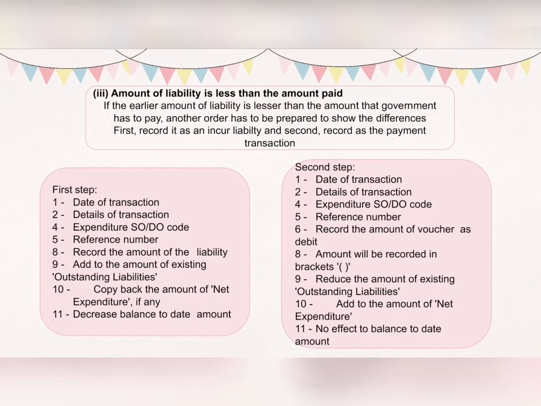For amount of liability that is less than the amount paid, if the earlier amount of liability is less than the amount that the government has to pay, another order has to be prepared to show the difference. First, we record it as an incurred liability, so the columns affected are columns 1, 2, 4, 5, 8, 9, 10, and 11. Second, we record the payment transaction, where the amount paid is recorded under column 6, and in column 8, the amount is recorded in brackets.